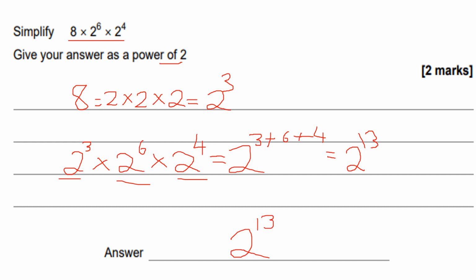Okay, so it's recognizing that 8 can be written as a power of 2. 8 is equal to 2 cubed, or 2 to the power of 3. 8 is equal to 2 times 2 times 2. So your final answer is 2 to the power of 13, because when I multiply with the same base, I just add the powers together, or add the indices together, or add the exponents together. If I'm dividing with the same base, I subtract the powers, or subtract the indices, or subtract the exponents.